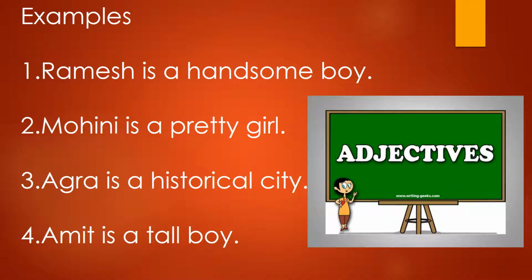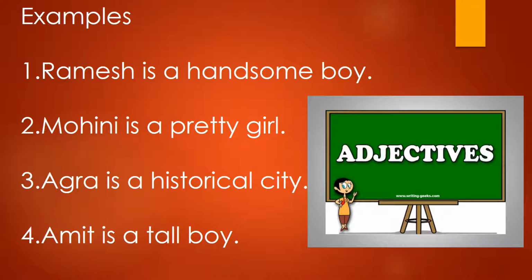Now students, take some other examples. Ramesh is a handsome boy. Mohini is a pretty girl. Agra is a historical city. Amit is a tall boy. Students, in these sentences, handsome, pretty, historical and tall are adjectives.